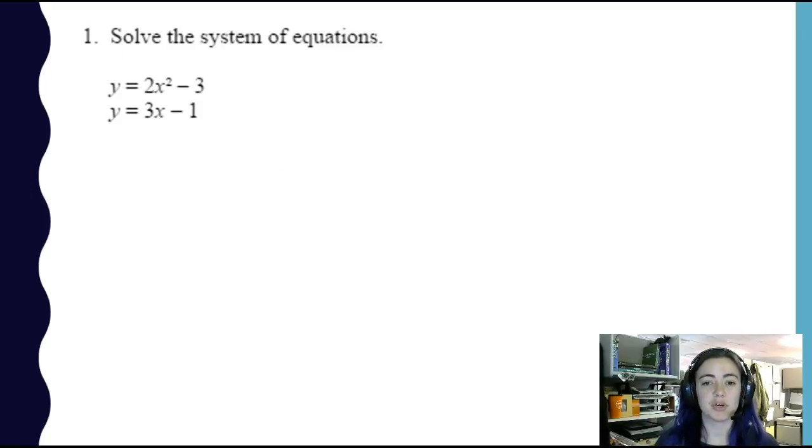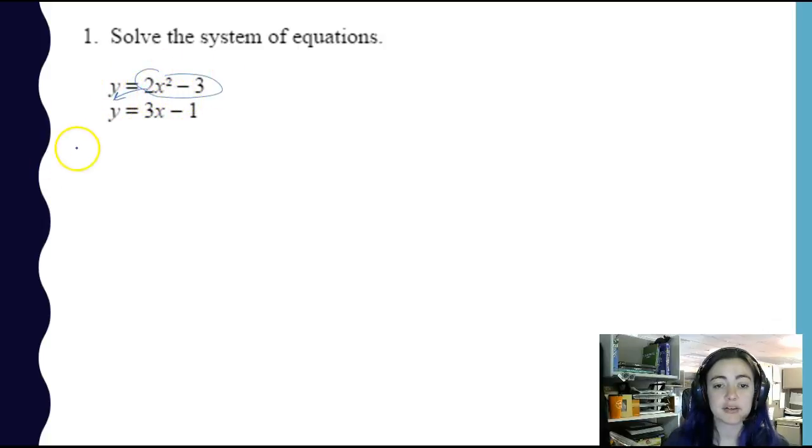So for question 1, it says solve the systems of equations. Just like you remember solving from last semester, you can solve using elimination or substitution. In this case, since I saw they were both equal to y, I thought of substitution first. So I thought I'd substitute one into the other. Here I'd substitute y is equal to 2x squared minus 3 into y. So I'd have 2x squared minus 3 is equal to 3x minus 1.